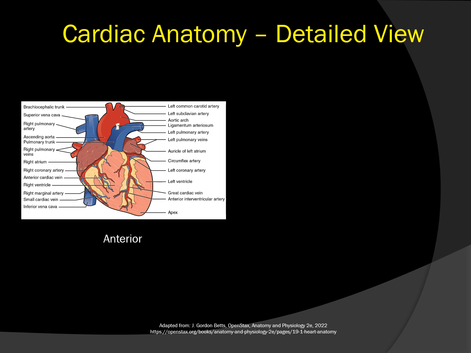Let's look at some more structures and vessels that can be seen on the anterior surface of the heart. The auricle of the left atrium, also known as the left atrial appendage, is a small, pouch-like structure on the top of the heart that extends from the side of the left atrium.